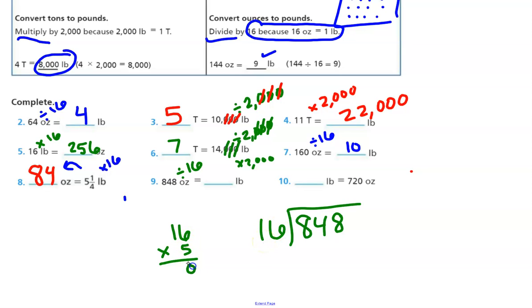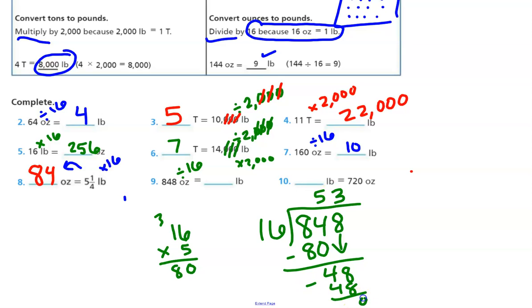So 5 times 6 is 30. 5 times 1 is 5, plus 3 is 80. So that would actually work, well, not perfect, but get me really close. And then I can see that 16 goes into 48 exactly 3 times. Okay, so that will be 53 pounds all together.